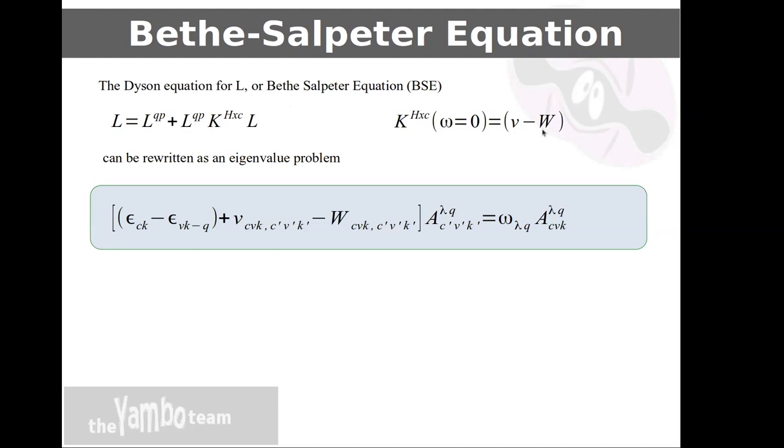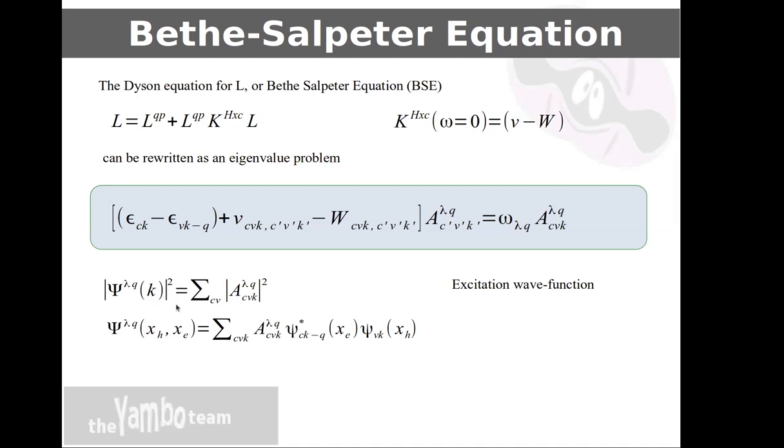So you can rewrite this equation as an eigenvalue problem, and then you get these eigenvectors and eigenenergies, which are the exciton energies and wave functions. And then you can plot either in reciprocal space or in real space the excitonic wave function.